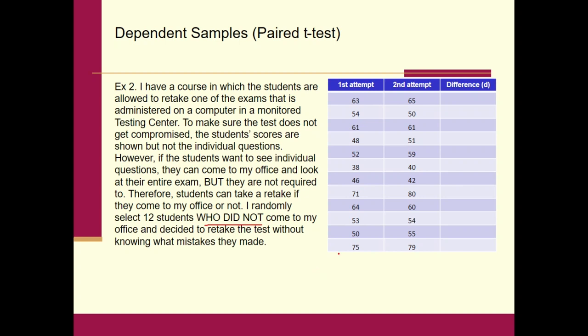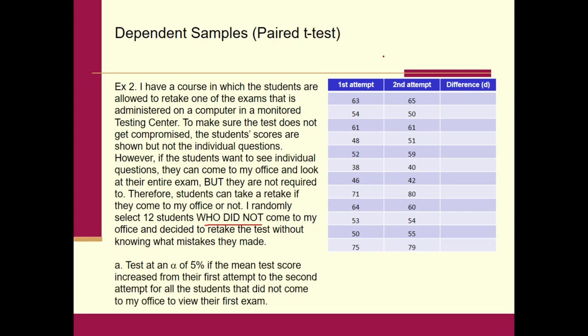Okay, so here's their first attempt. Here's their second attempt. We have a paired t-test going on here. Same exact people, first attempt, then second. And what did they decide? They didn't decide to do anything. They just decided to take the exam again and said, I don't care what I did right or wrong. I think I could do better. All right, well, let's see what happens.